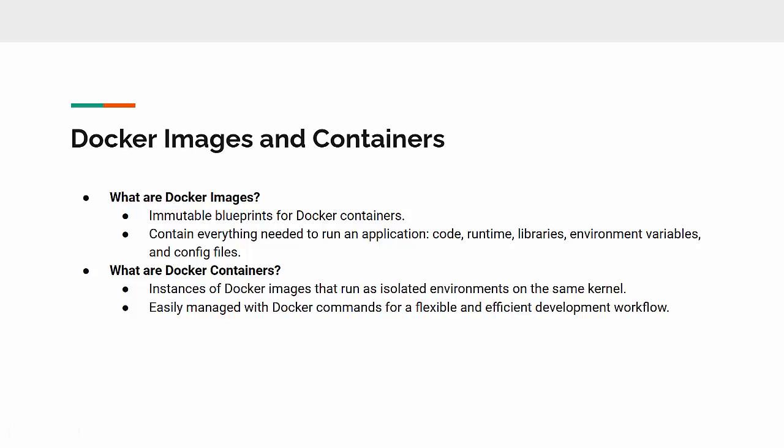Imagine Docker images as blueprints. These blueprints are immutable, meaning they don't change. They contain everything your application needs to run: code, libraries, tools, and dependencies.